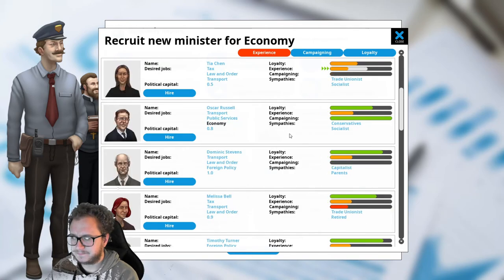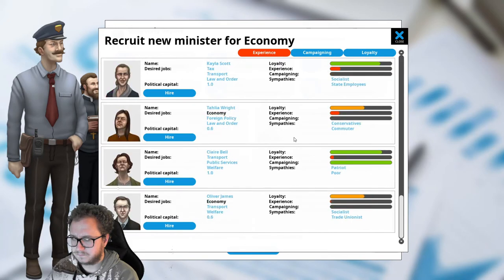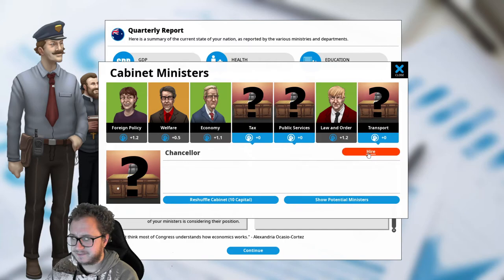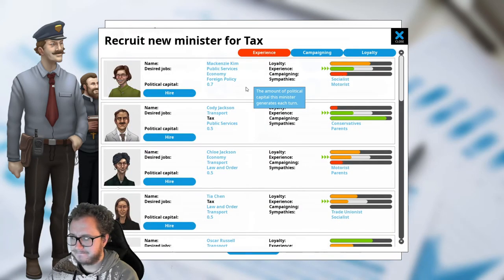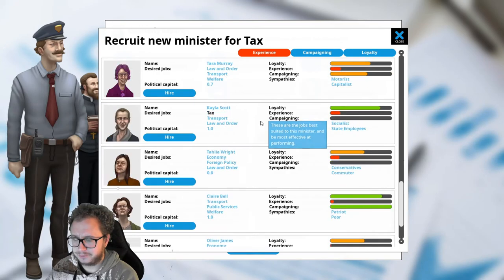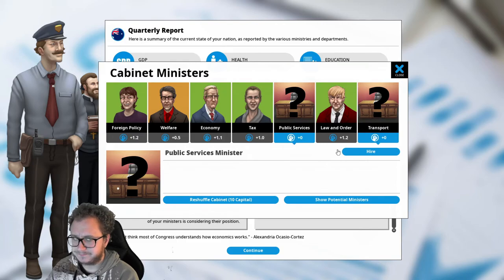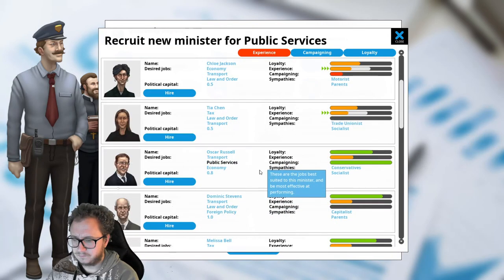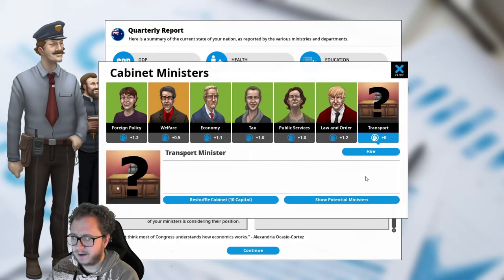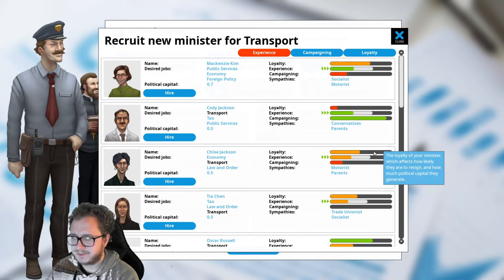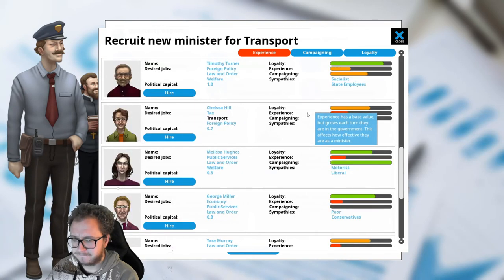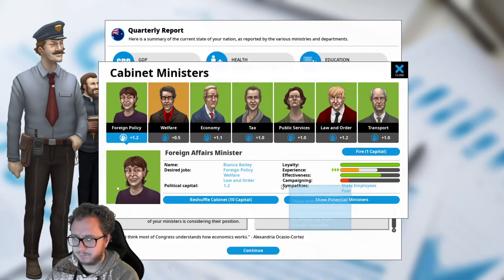Economy. The guy with 1.1. Tax. Tax 0.5, tax 0.9, tax 1.0. Kayla Scott, welcome to the team. Public services, 0.8, 0.8, 1.0, Claire Bell, higher. And transport. Transport 1.0 for Dominic Stevens. Yeah. Yep. We're going to hire him.